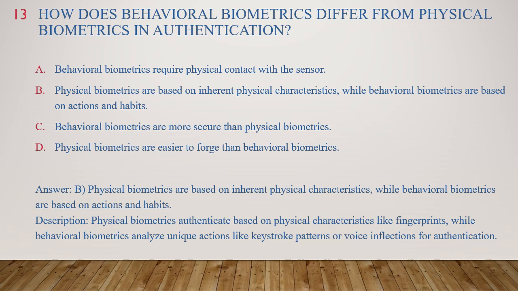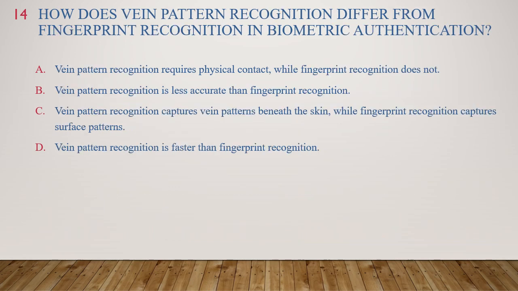D. Difficulty of forging depends on the type. While some physical biometrics like fingerprints can be forged with advanced technology, behavioral biometrics can also be susceptible to spoofing if not implemented securely. Question number 14. How does vein pattern recognition differ from fingerprint recognition in biometric authentication?